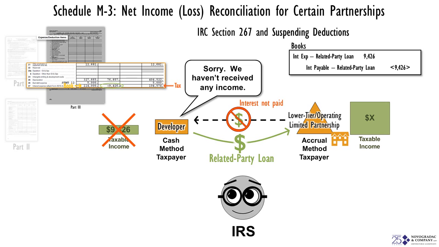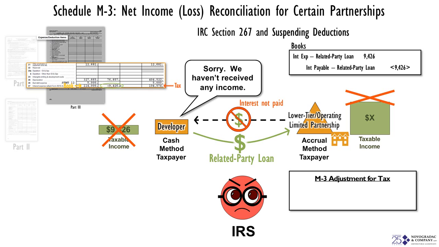And then you've got the other side who's also trying to claim the deduction while the cash basis developer is not claiming the income. The IRS is left in the middle, unable to tax that amount. So hence their ire is kindled and directed toward the offending party here and the Internal Revenue Code. This used to be commonly an M1 adjustment, but now it's more commonly an M3 adjustment for tax.